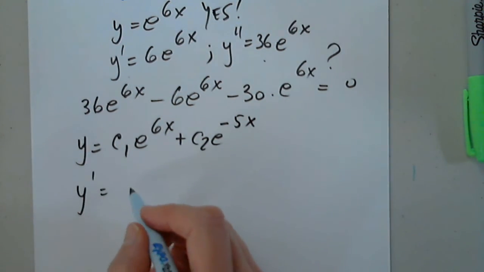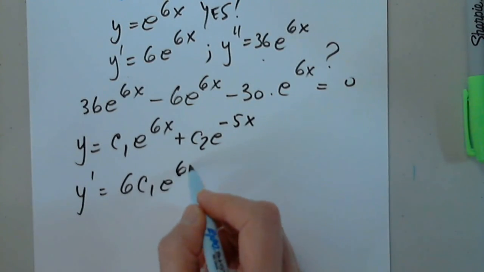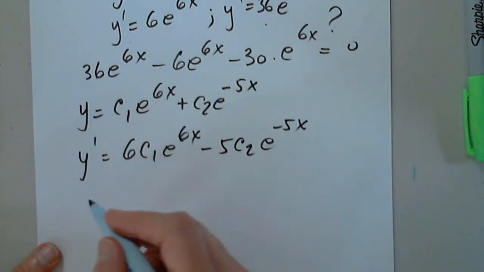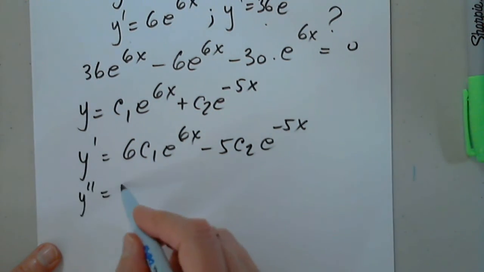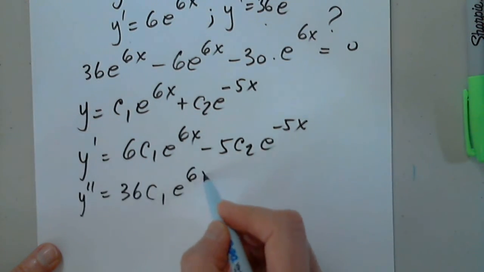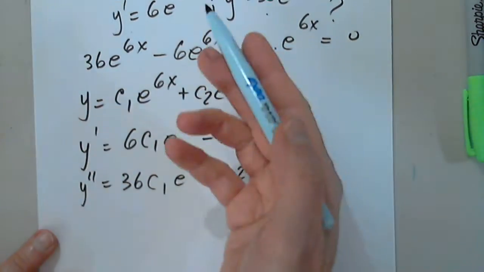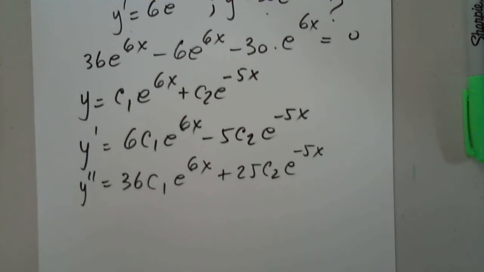So y prime will be 6c1 e to 6x minus 5c2 e to negative 5x. And the second derivative will be 36c1 e to 6x plus 25c2 e to negative 5x. And you plug them in. That makes sense. Thank you. Yeah, everything the same.